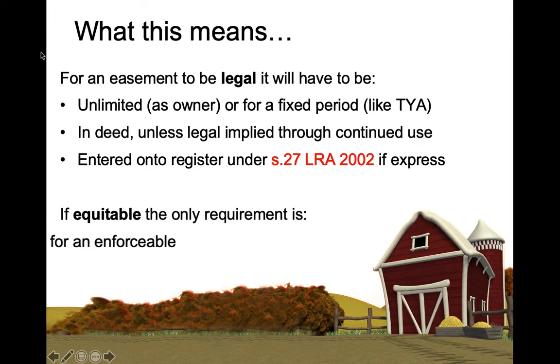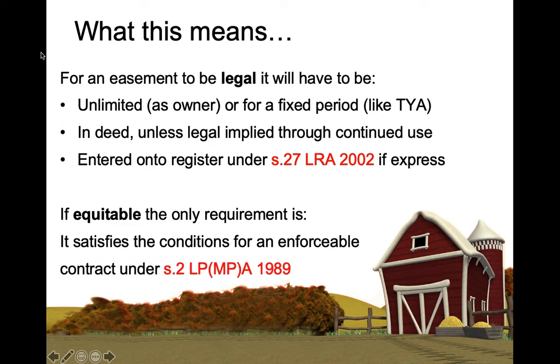If equitable, the only requirement would be that it satisfies the conditions for an enforceable contract under section 2 of the Law of Property (Miscellaneous Provisions) Act 1989, and then it should have a notice to protect it at land registry. Otherwise it's only binding between the two parties that have made it.